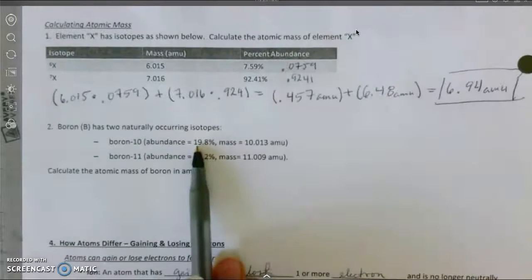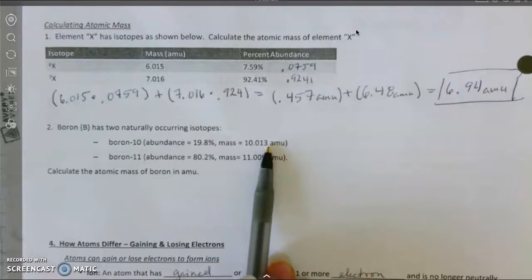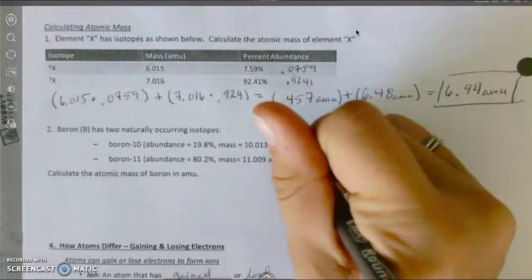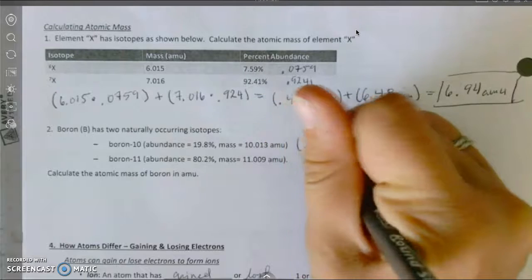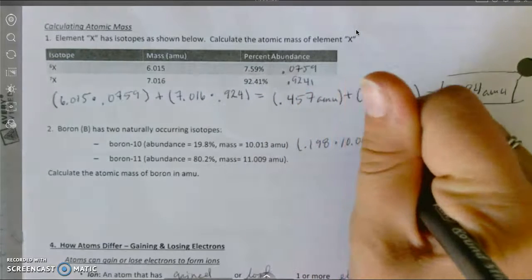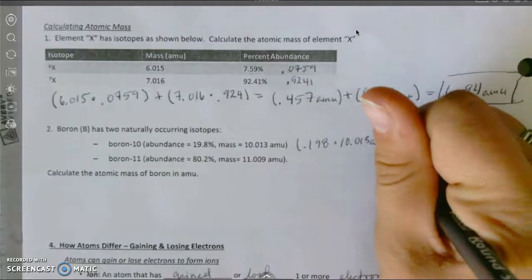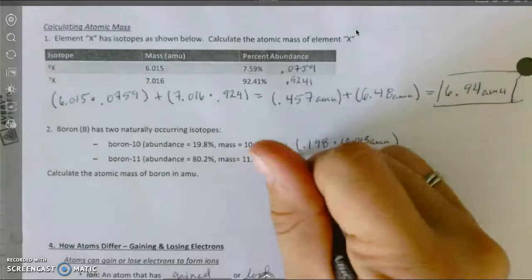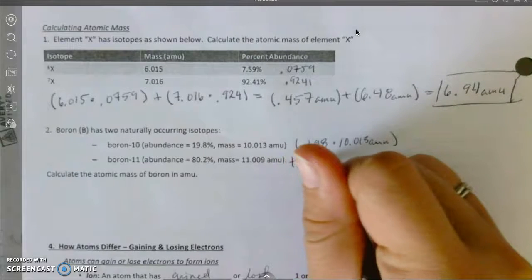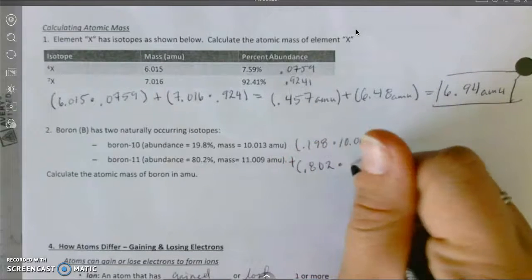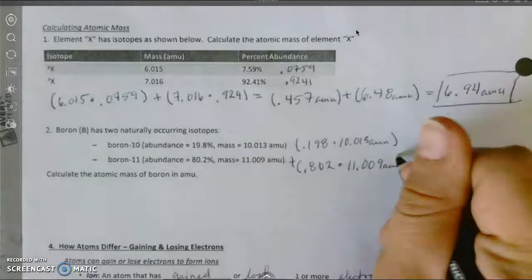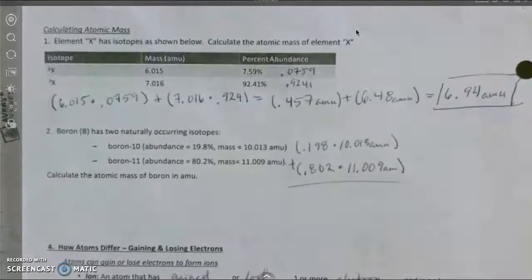You have your abundance and you have your mass. Okay, so don't forget to convert those. So you're going to have 0.198 multiplied by 10.013 AMU. And you're going to add that to 0.802 times 11.009 AMU. Okay, and then you'll get your final answer there.